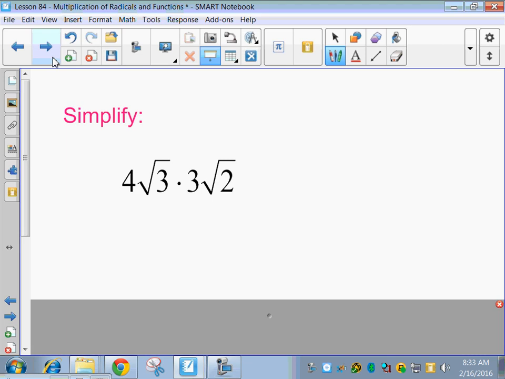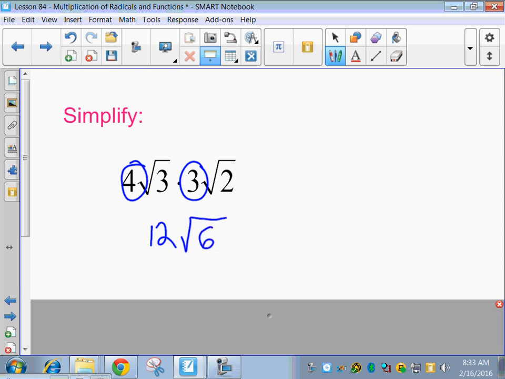All right, let's try another one. 4 root 3 times 3 root 2. So Lucas, which numbers multiply together first? 4 and 3. Yep. The outside numbers first. So 4 times 3 gives me 12. Okay, and Andrew, which ones multiply together next? The ones on the inside. The ones on the insides. 3 times 2 is 6.